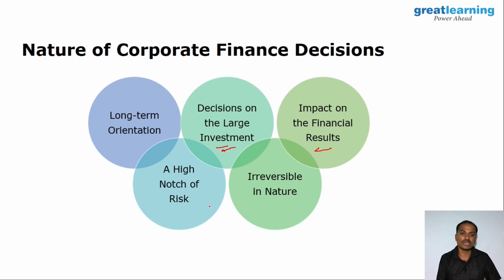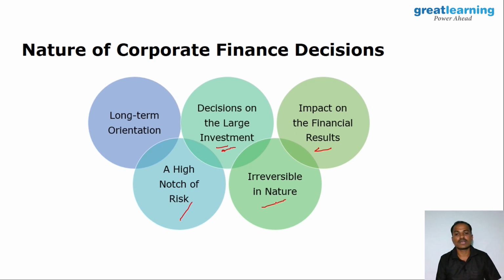High notch of risk. The decisions taken under corporate finance will have a high element of risk, because every decision will have its own consequences. It will be like a double-edged sword. So either way, it would hurt the business. Sometimes it would bring benefits, but most of the time the decisions taken under corporate finance will have the risk.